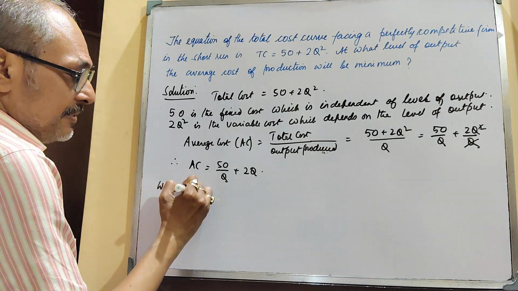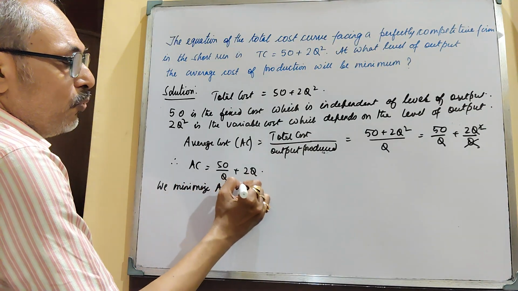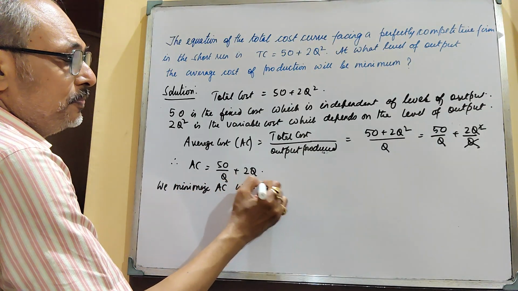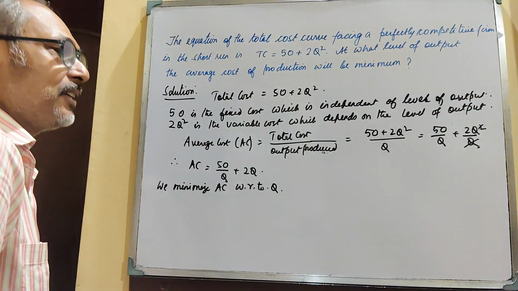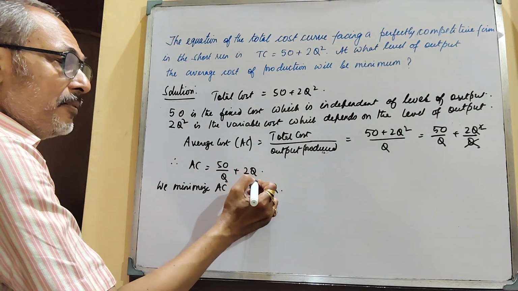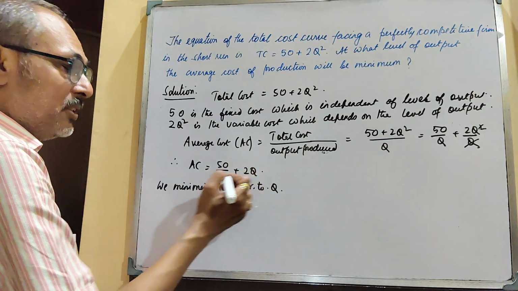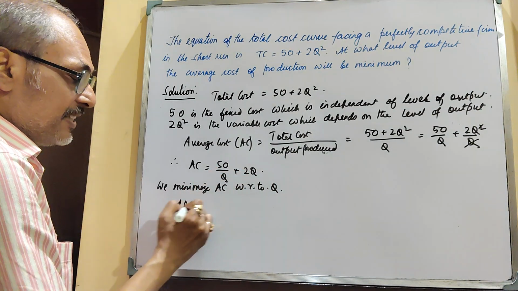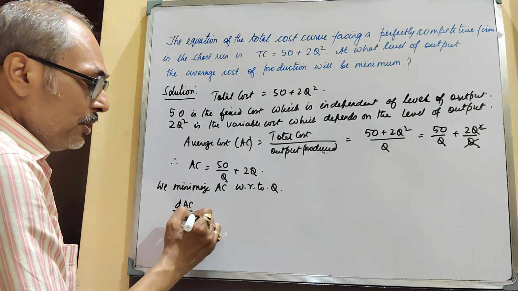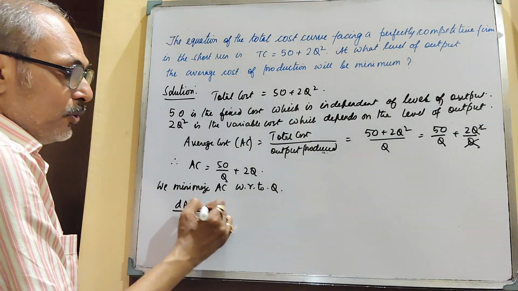Now, we minimize this average cost with respect to output. We minimize AC with respect to Q. Therefore, we do the minimization exercise. First, we do the first order condition. First, we differentiate AC with respect to Q and we equate this with 0.